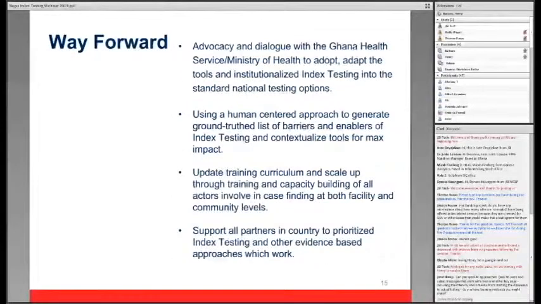In terms of way forward, we continue to dialogue with the Ghana Health Service and Ministry of Health to ensure that index testing can be adopted. We would continue to scale up training and improving curriculum and contextualize it to make sure that it's fit for our purposes, and support all partners in country to learn from our experience and to contribute to the national response in Ghana. Thank you.